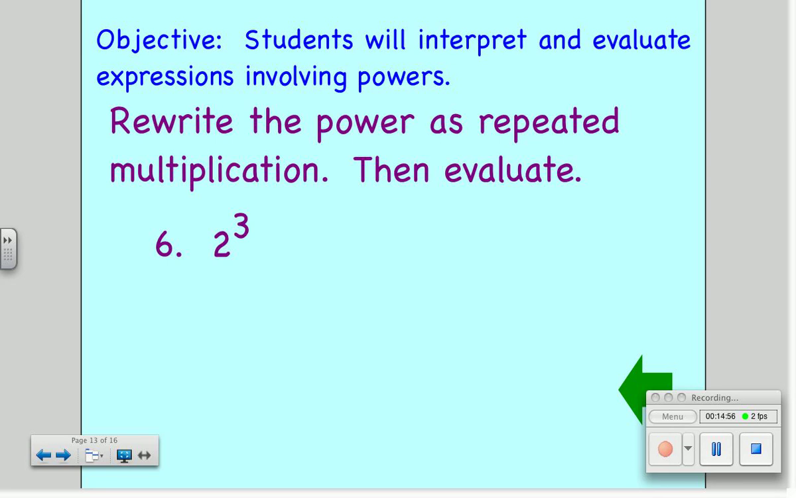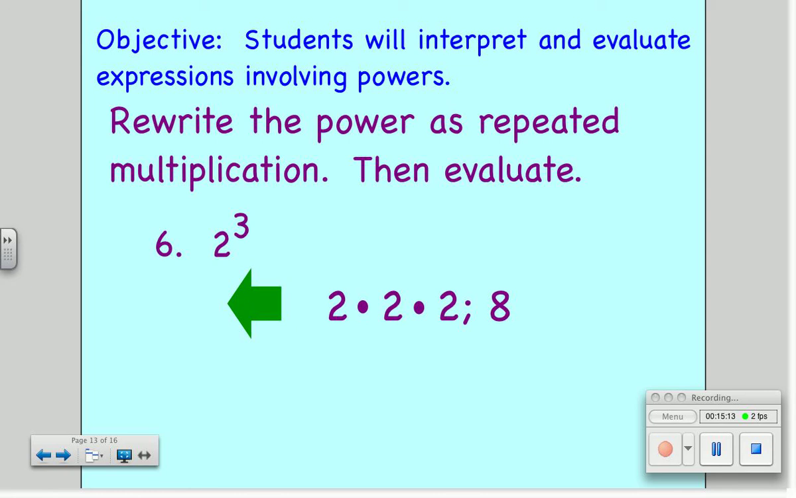Number 6, 2 to the third power. Again, rewrite it as repeated multiplication and write the value of it. So 2 to the third power means 2 times 2 times 2. Your answer is 8. Okay?